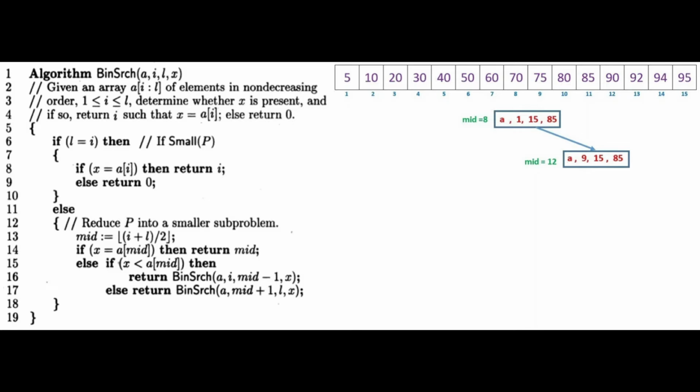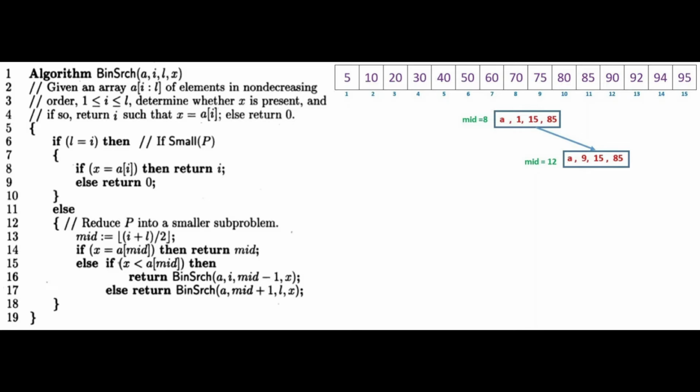That is, we know that x equals 85, A of mid is equal to A of 12, which is 90. So we can say x is on the left side of A of mid, left side of 90. Here the condition: if x equals A of mid, then return true, return mid.